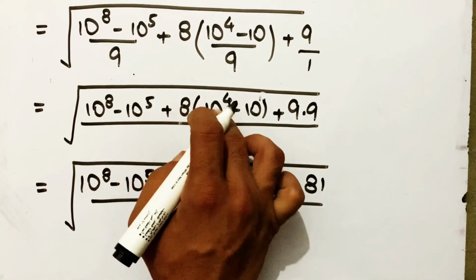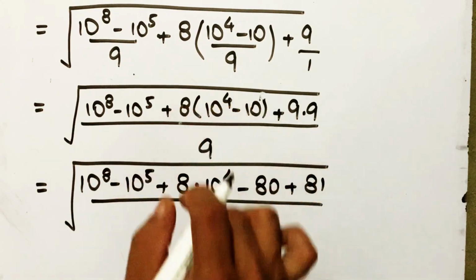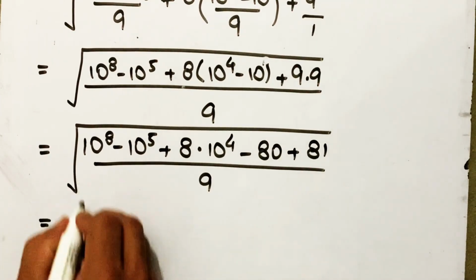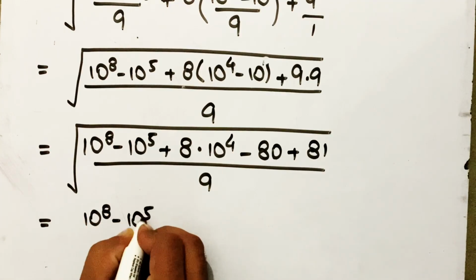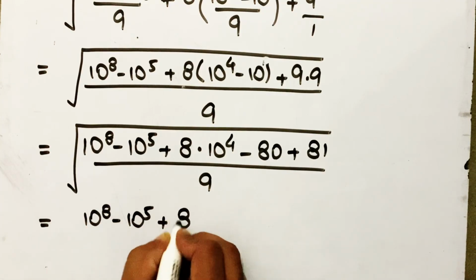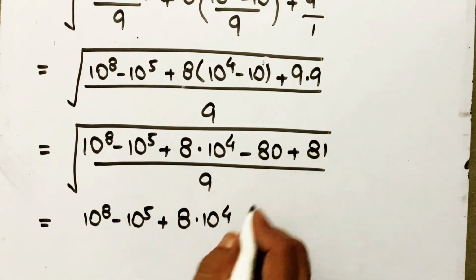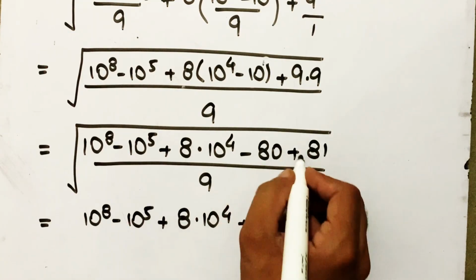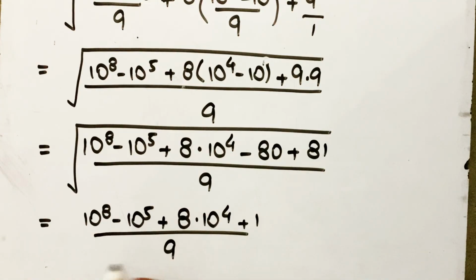So 8 into 10 raised to the power 4 minus 8 tens are 80. Solving the equation further: 10 to the power of 8 minus 10 to the power of 5 plus 8 into 10 to the power of 4, plus 1 as the remainder, since 81 minus 80 becomes 1, divided by 9, square root.